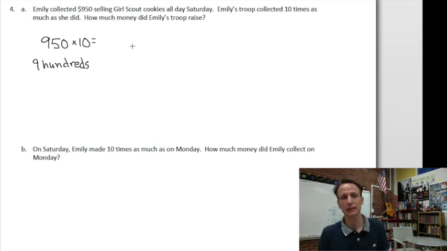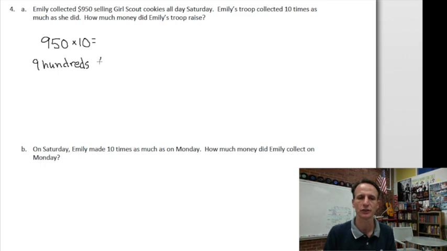Maybe you got lucky. Maybe you took some shortcut. Maybe your old brother said, oh, it's this. But when you write this out, you're proving you understand what you're doing. 9 hundreds, and we have what else? 5 tens in the original number. And that's what we're multiplying by 10.